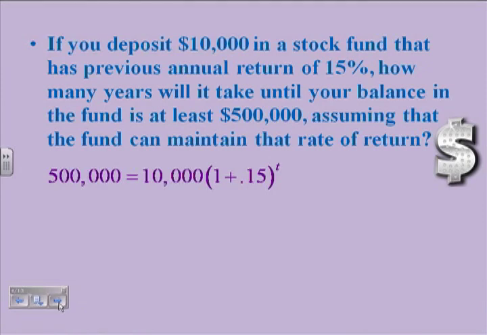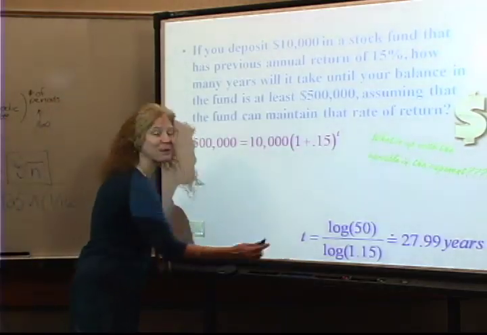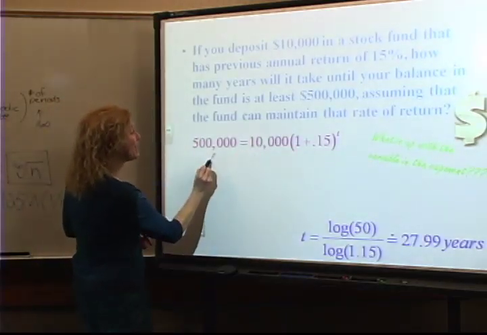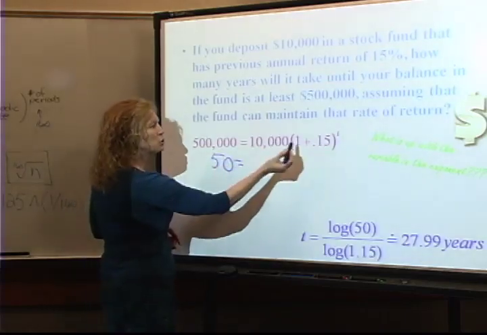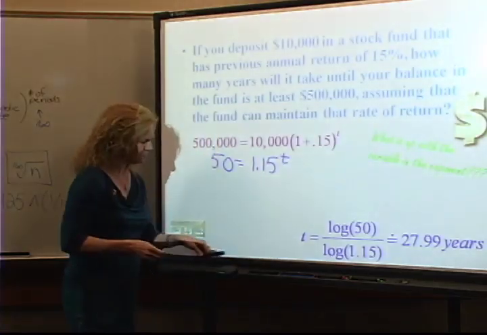Well, 500,000 is equal to 10,000 times, and you'll notice that I'm letting my exponent here be a little bitty t. That's how many years, because this is my annual rate. Well, the outside part that's going to be removed first is that 10 grand, so we divide him off. Oh, yeah, I forgot I removed something here. So I divide him off and I get 50 is equal to 1.15 raised to the t.